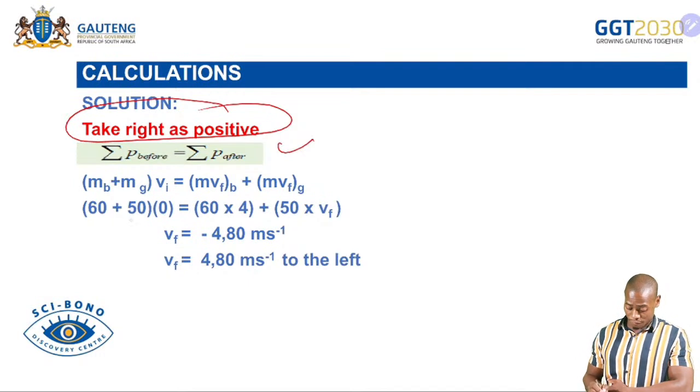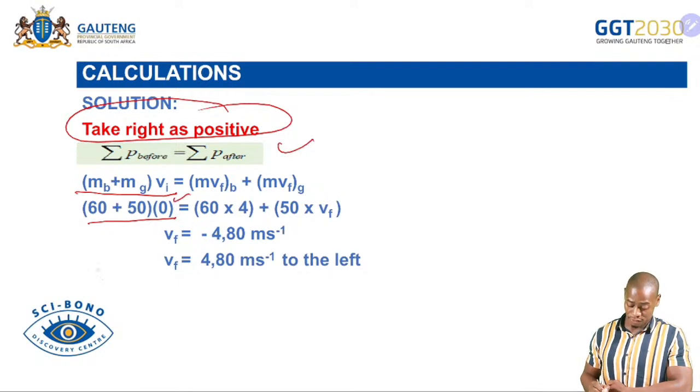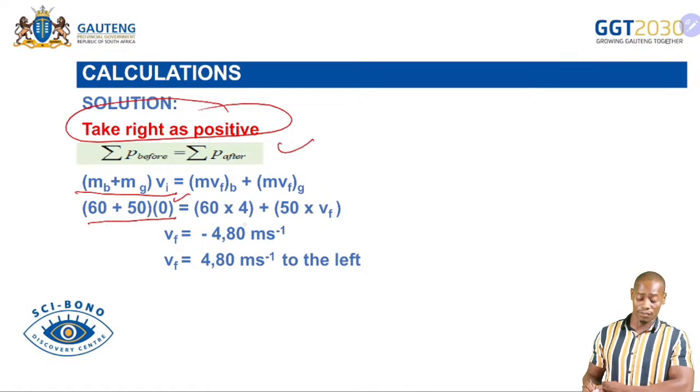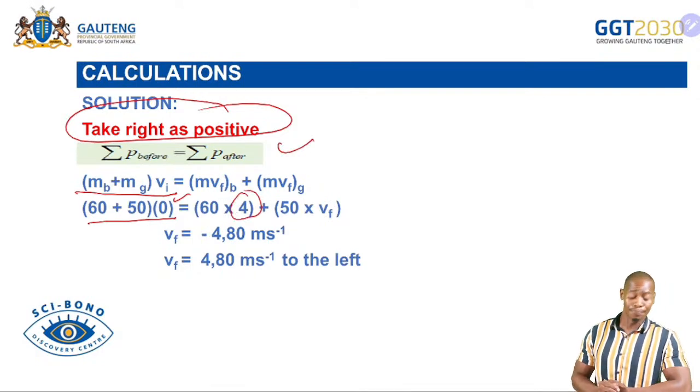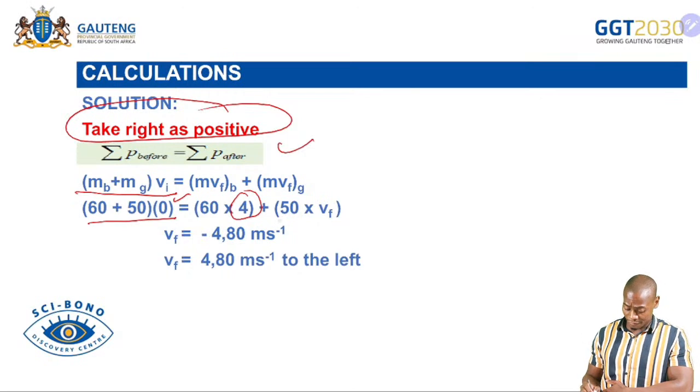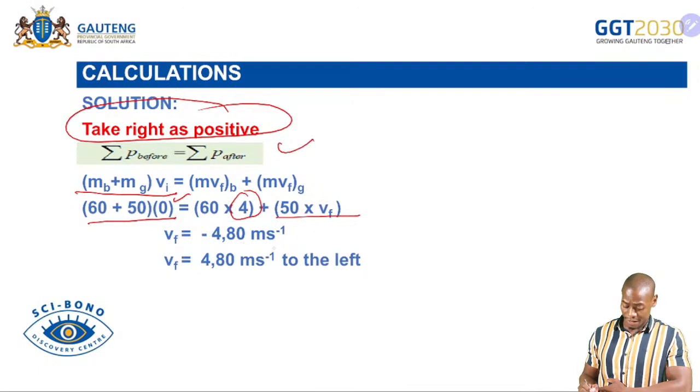All right. So before collision, objects are combined, so that is why we combined the masses here, mass of the girl and the mass of the boy. And then initially they are stationary, so that is why we have 0 there as our velocity. And then after collision, the mass of the boy is 60, and the velocity of the boy is 4 meters per second to the right. So right is taken as positive, so that is why we see positive 4 there. Then after the explosion, for the girl, the mass is 50, and the final velocity is what we are looking for.